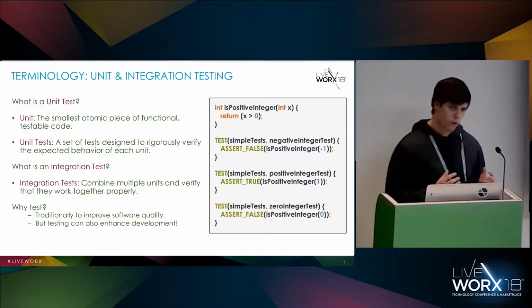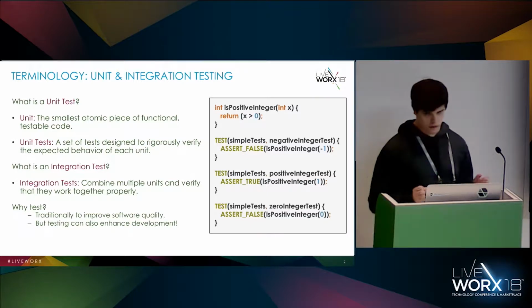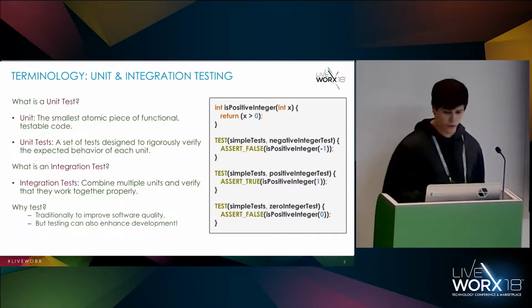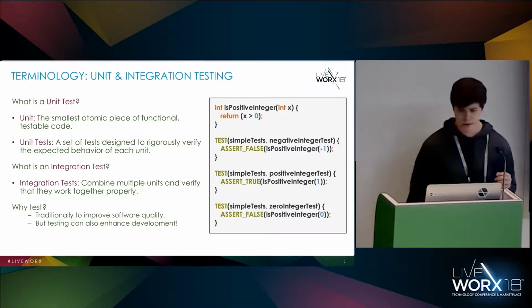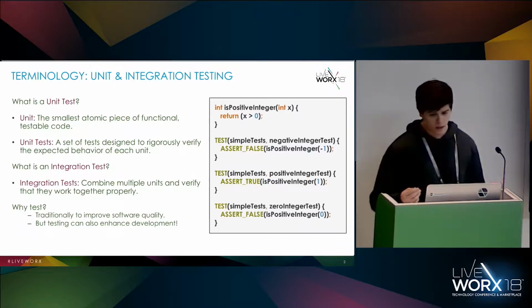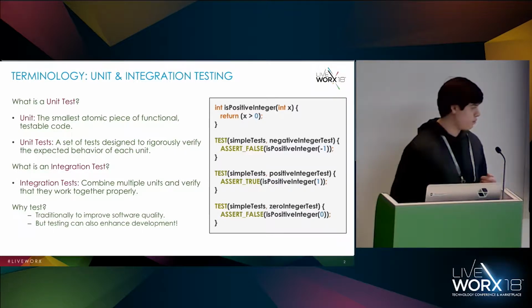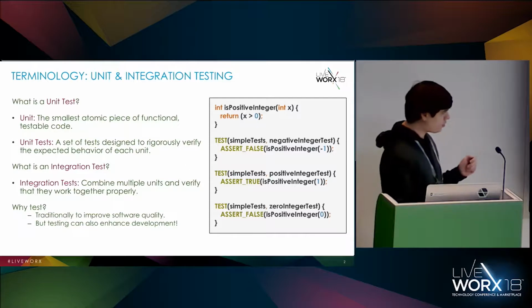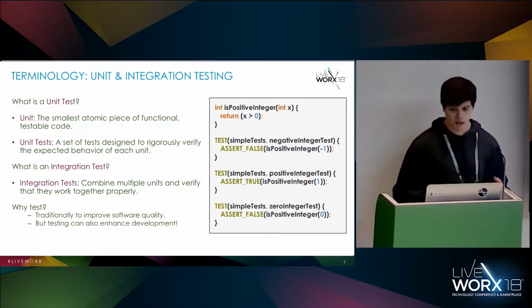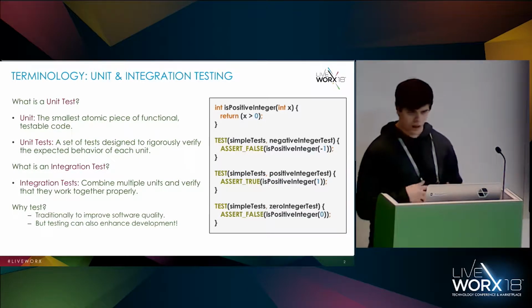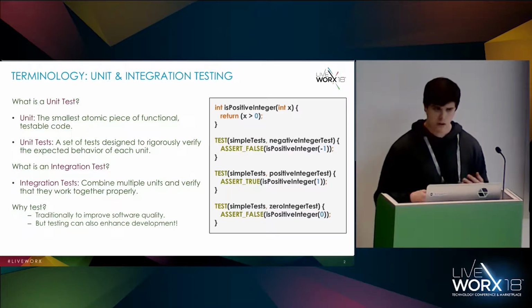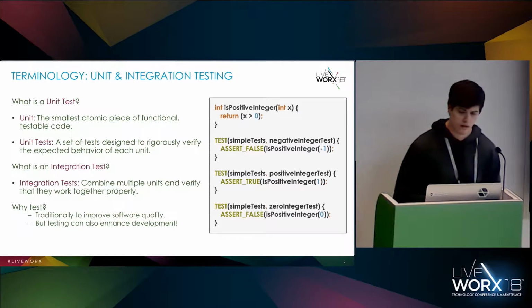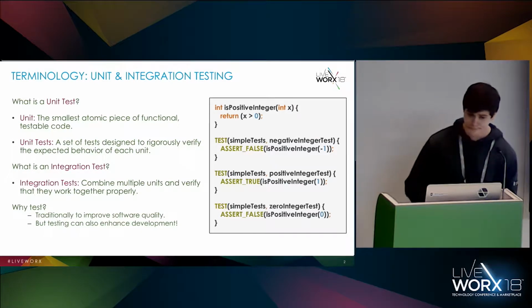So a program is obviously made up of numerous units, hundreds, potentially thousands of different units. And the idea of unit testing is really to verify that each individual unit of code is functioning properly, right? But what about all these units working together? So that's where integration testing comes in. Integration tests combine multiple units together and verify that they coordinate and work together properly. So it's a much broader test. You're typically testing entire features when you're writing integration tests.